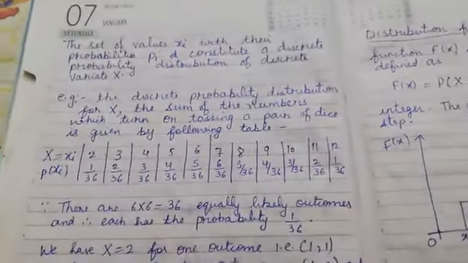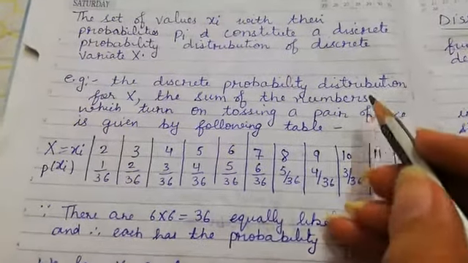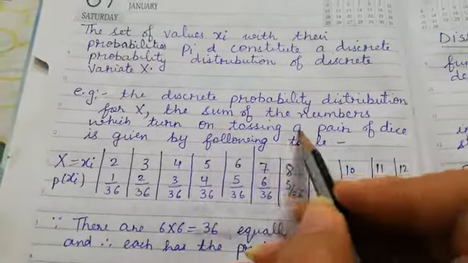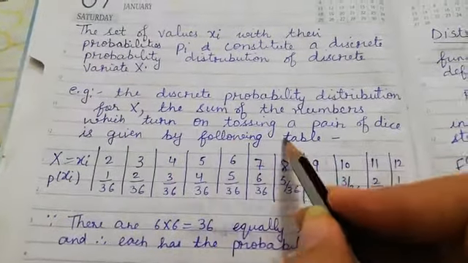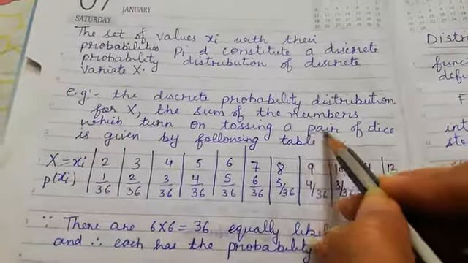Now we have taken an example here. For example, the discrete probability distribution for capital X, here the sum of the numbers which turn up on tossing a pair of dice, is given by the following table. You have a total of 2 dice.